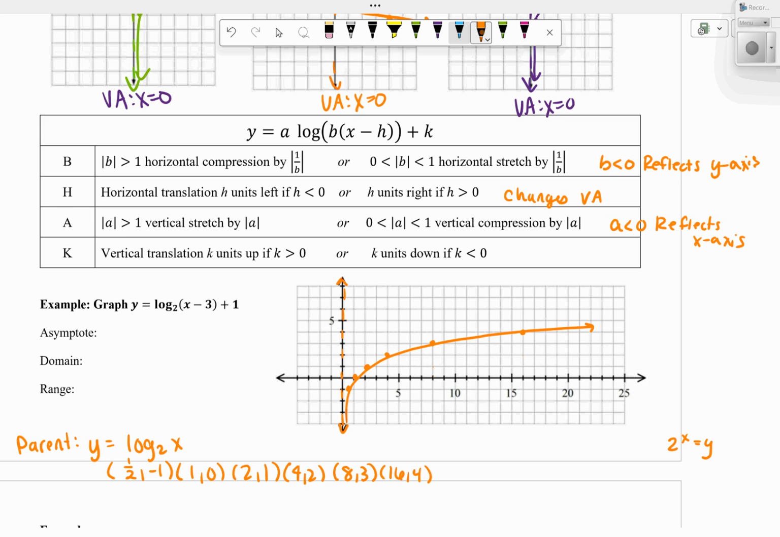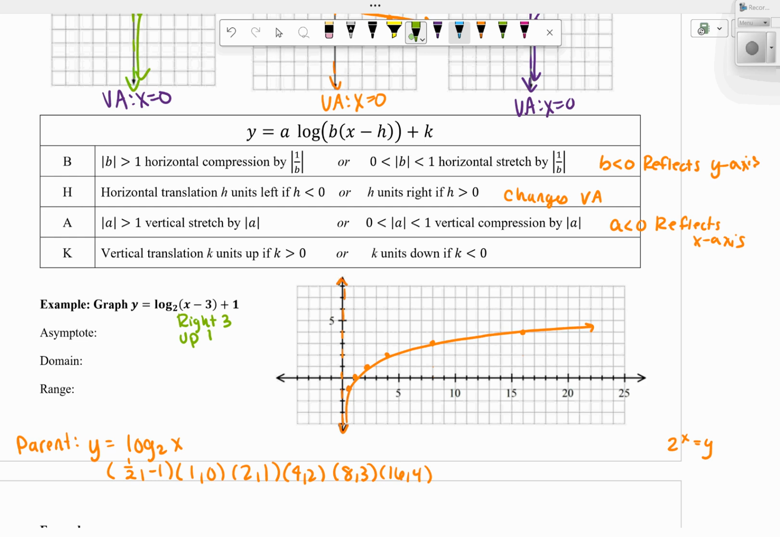So what are the transformations we are making to our parent graph? We're moving our graph to the right 3, because remember you always do b value first, then h, then a, then k. And somebody had said a good way to remember this: b would stand for big, hugs, and kisses. So Bach, so that's one way you can remember it. So right 3, and then we're going to move up 1.